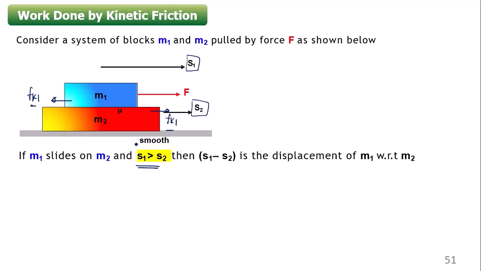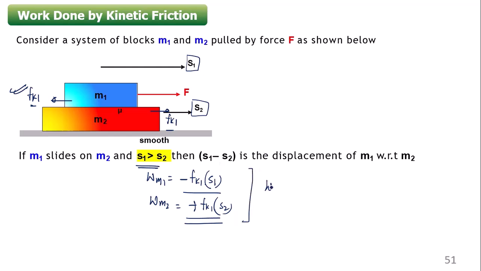If I want to calculate the work done by Fk1 on M1, it should be minus Fk1 into S1, with the negative sign. Similarly, the work done on M2 should be plus Fk1 into S2. This number is more negative and this number is less positive because S1 is greater than S2. So can I calculate the net work? The net work should be Fk1 into (S2 minus S1). Now S2 minus S1 is negative, so the work done will become negative.